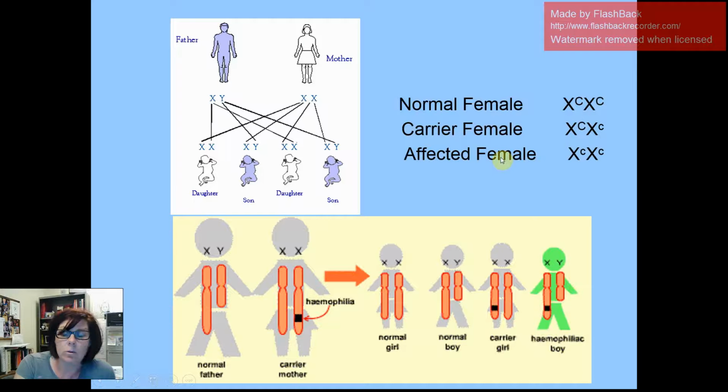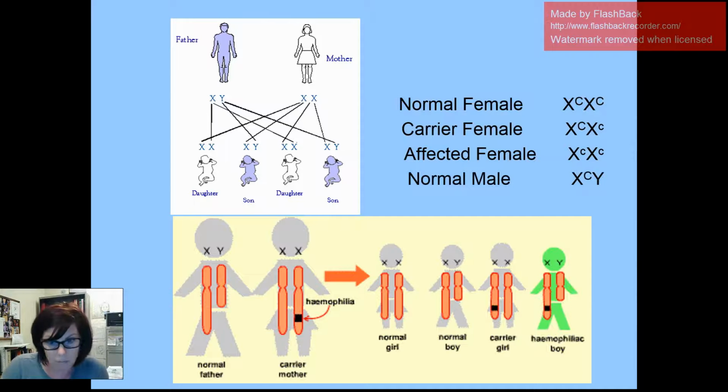An affected female is really rare in sex-linked inheritance. Okay? So an affected female, you can see here that she has to inherit 2 recessives. She has to be homozygous recessive, getting 1 from her mom and 1 from her dad on the X chromosome. Now for males, there's only 2 genotypes and 2 phenotypes.